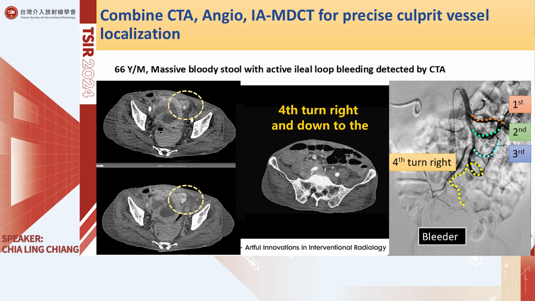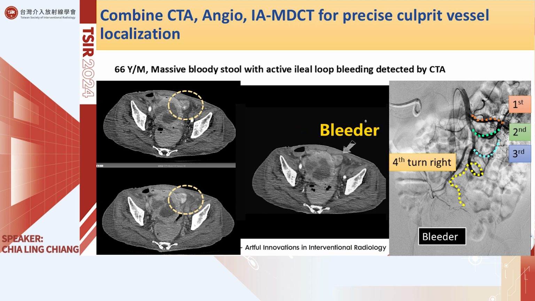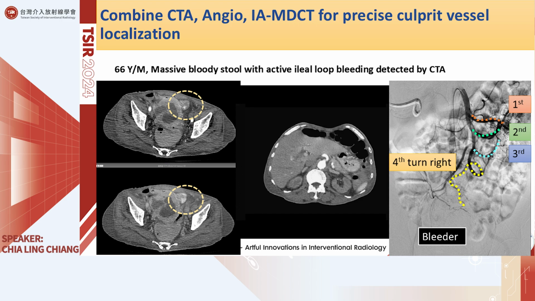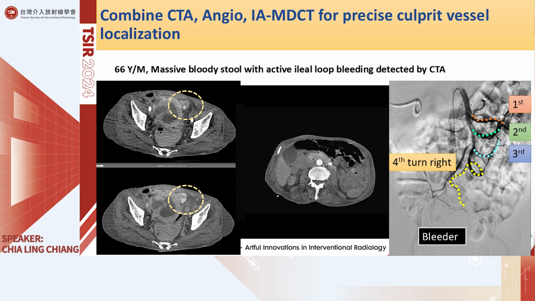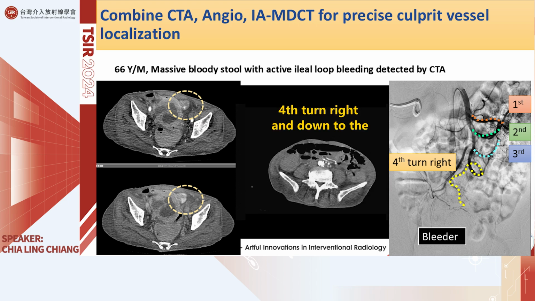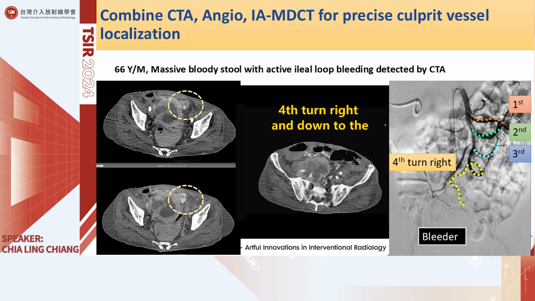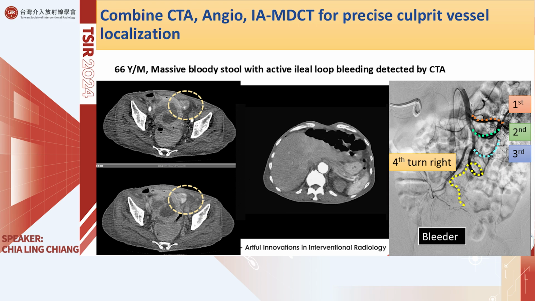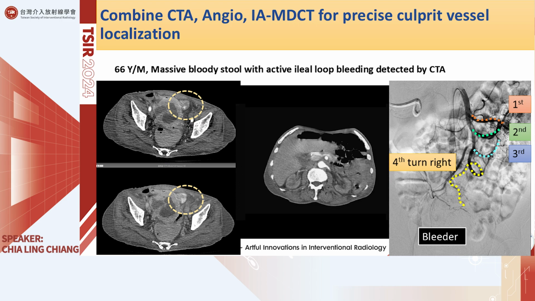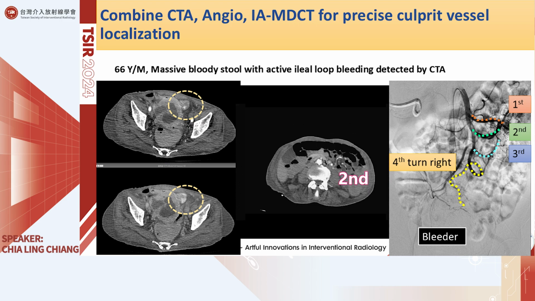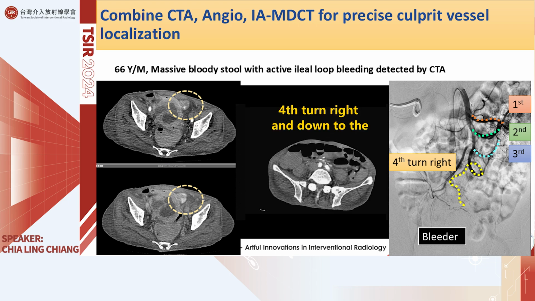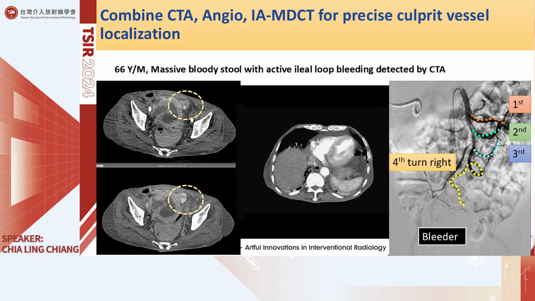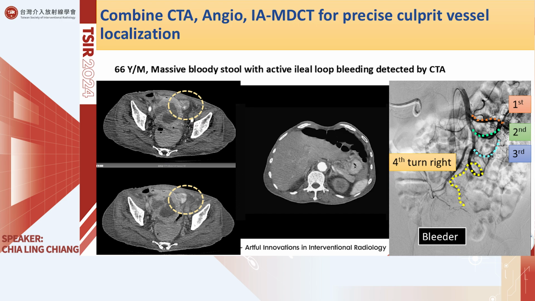With the thin slice CT or reconstruction CT, we can identify most of the major branches of our SMA. Like this one, we can see the SMA branches on the left side: the first branch, the second branch, the third branch, and the fourth branch turning right and going down all the way to the bleeder. So we can make a direct comparison with our SMA angiography. The first branch, the second branch, the third branch, the fourth branch, turning right and going down to the bleeder.